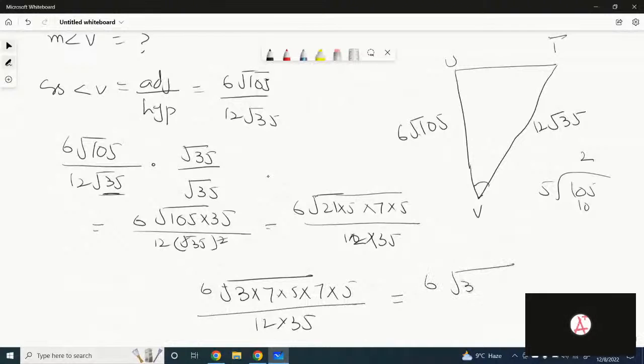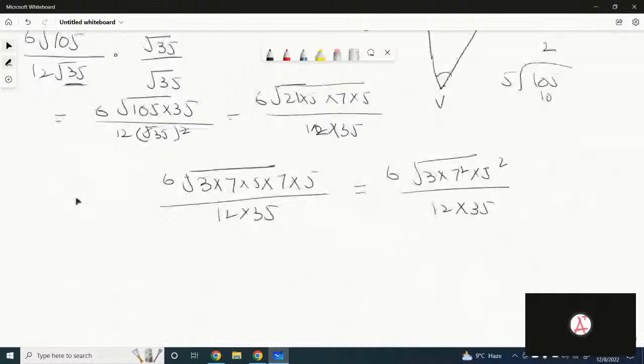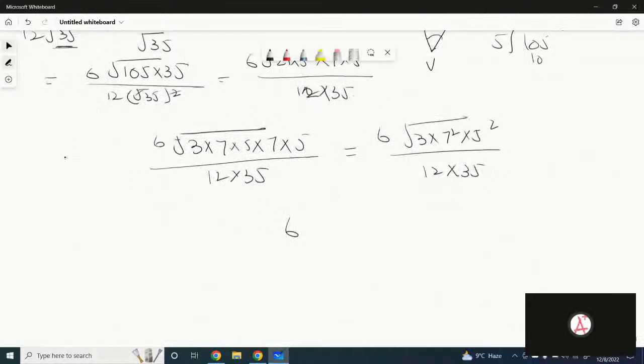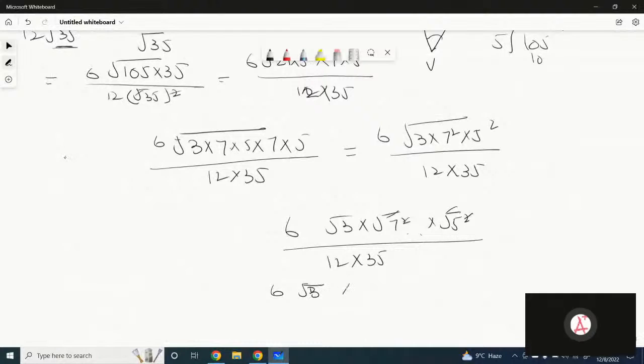So it would be 6 times 3 times 7 square times 5 square, and you have 12 times 35. Got it? You can write it as square root 3 times square root of 7 square. The square root and square got cancelled, and you're left with 12 times 35. So 7 times 5, you have 6 square root 3, and 7 times 5 makes 35. The 35 cancels out with 35. Also 6 times 1 is 6, and 6 times 2 is 12.